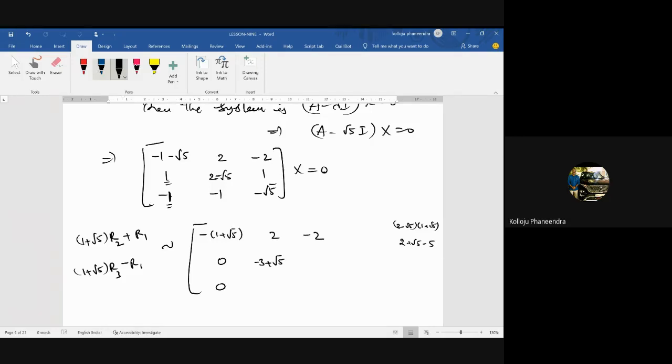And this position, 1 plus root 5 minus 2. So this becomes minus 1 plus root 5. Coming to this position, minus 1 minus root 5 minus 2. So minus 3 minus root 5, I am getting. And next position, let me check this position once again. 1 plus root 5 into 2 minus root 5 now.